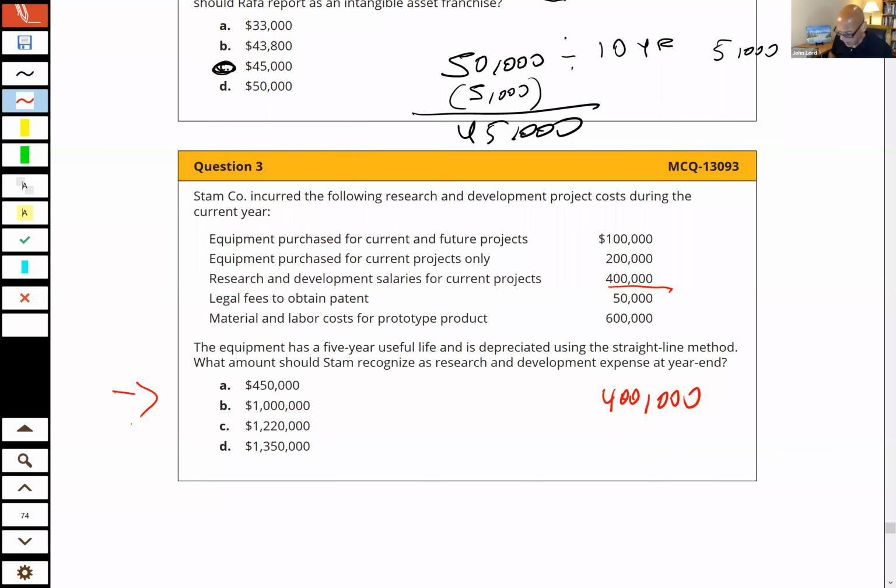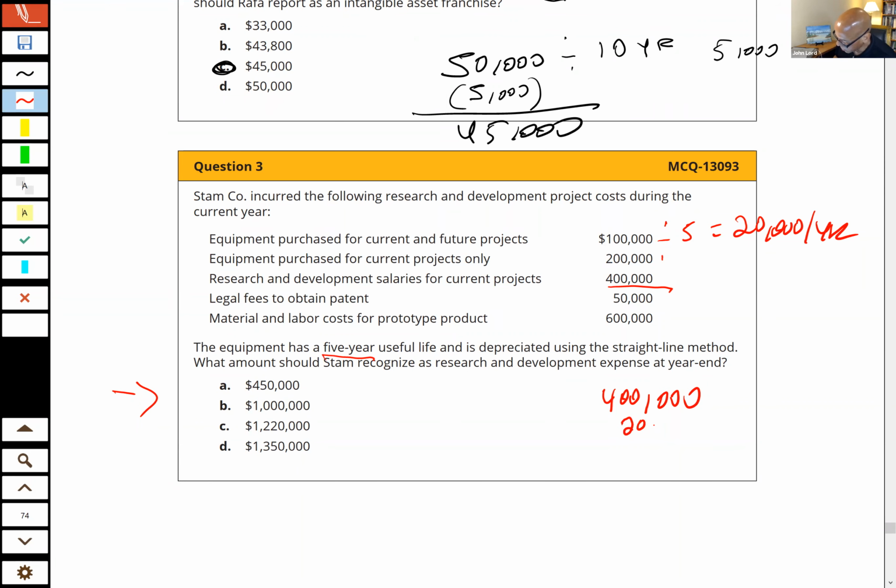Then I look at the equipment purchase for current and future projects. Well, if that's the case, then that's one of the exceptions, that the equipment has a future alternative use. But I do take the depreciation on that, don't I? So I take the 100,000 and divide it by the life of the equipment, which is 5 years. 100,000 divided by 5 means I'm doing 20,000 a year on that depreciation. So I know I've got to pick that up.